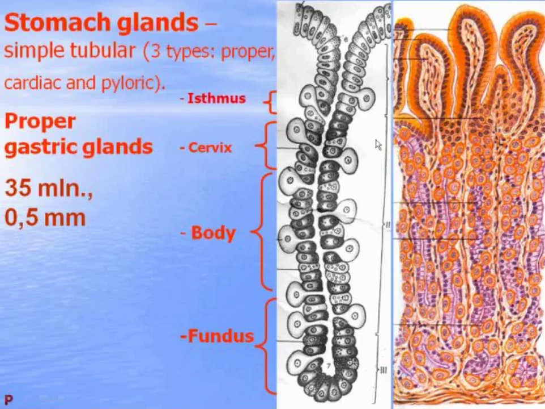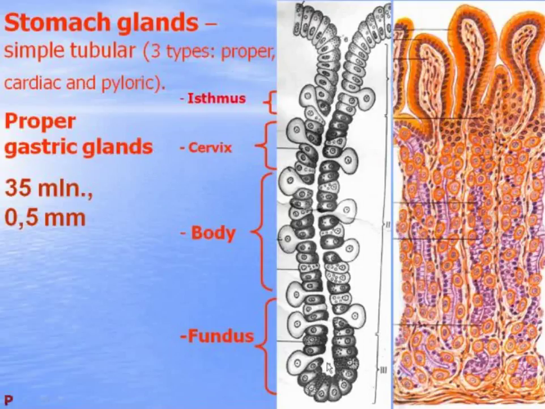In the lamina propria, locate the stomach glands. These are simple tubular glands of 3 types. Proper glands are located in the fundus and corpus of the stomach, cardiac glands in the cardiac part, and pyloric glands in the pylorus. Proper gastric glands are the main glands, which occupy both fundus and corpus.